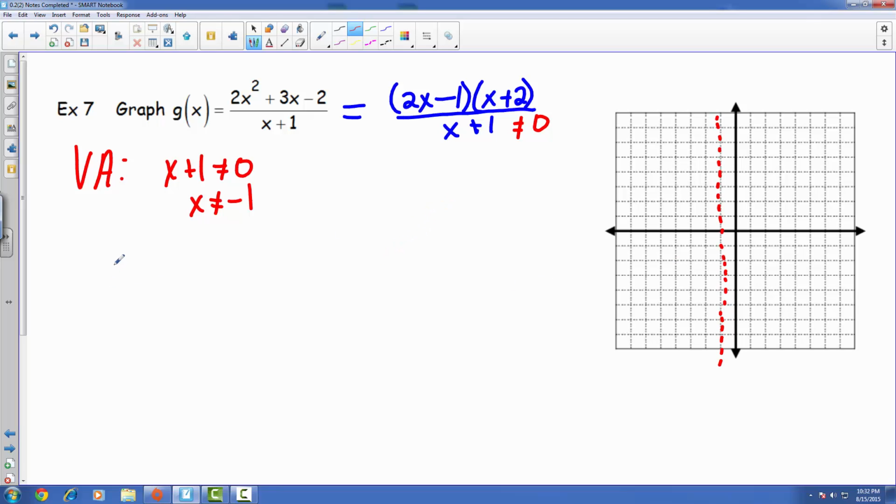Now let's go ahead and find our HA, our horizontal asymptote. Well, we see that the degree is higher on the top than it is on the bottom, and as a result, we won't have one. So this is none. Let's move on now to our slant asymptote. We do have the degree on top 1 larger than the bottom, so we can go ahead and use synthetic division to determine our slant asymptote.